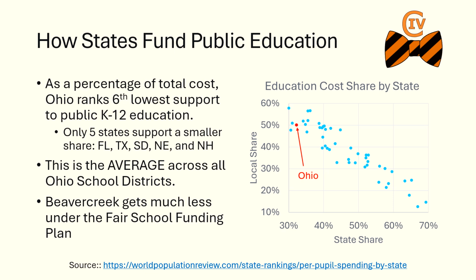We are actually the sixth lowest in the country in terms of our support for public K through 12 education. The only states lower than us are Florida, Texas, Nebraska, South Dakota, and New Hampshire. And this is the average across all Ohio school districts. But as we'll see in a minute, Beavercreek actually gets substantially below average even for Ohio's poor support level.